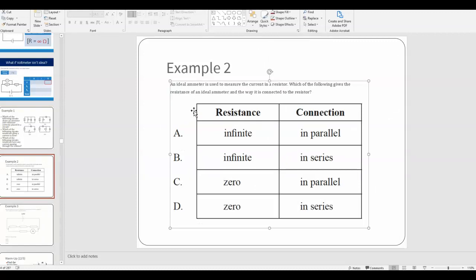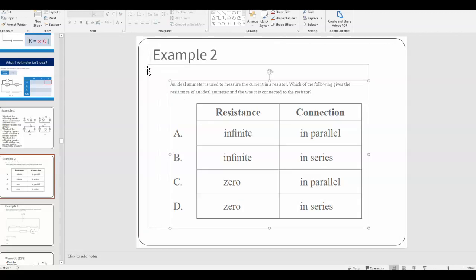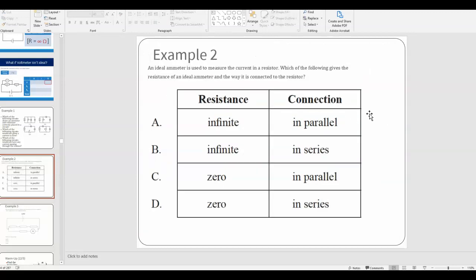Try to do example 2 on your own. This is from an IB test a couple years ago. An ideal ammeter, and this is just something you need to know, has 0 resistance and should be connected in series to the resistor. So the answer there is D. This was a super easy question as long as you know that basic fact. Sometimes you just need to know basic facts like this.